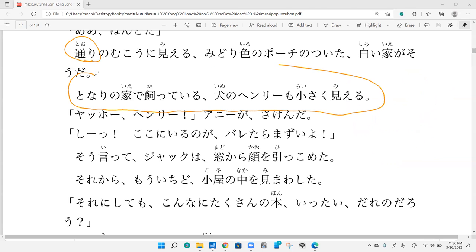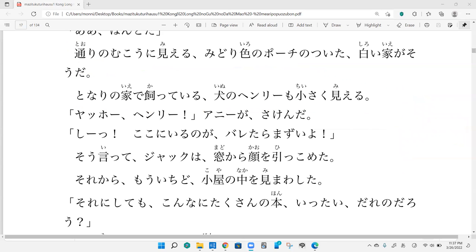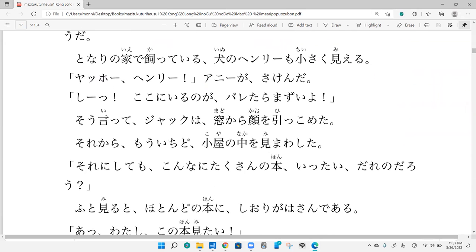And then next is this. 隣の家で飼っている犬のヘンリーも小さく見える。That makes more sense. So if Annie の家, then we went 通りの向こうに, right over here, and then we went 隣, which could be either way. She could be over here as well. I don't know. Next to. Yep. 隣の家。So what does the rest of this mean? 犬のヘンリー小さく見える。So you can see a small dog called Henry. Exactly. That is owned by the house next door to the house that has a green porch and is white, which is across the street from Annie's house.